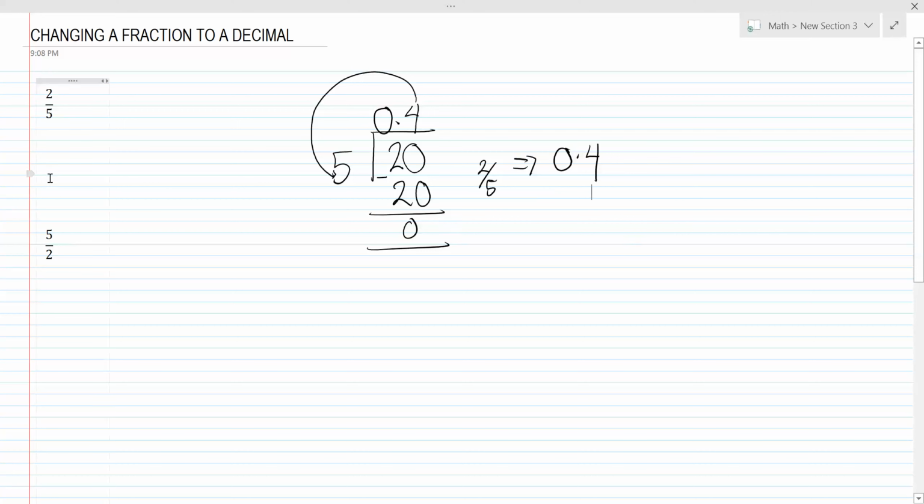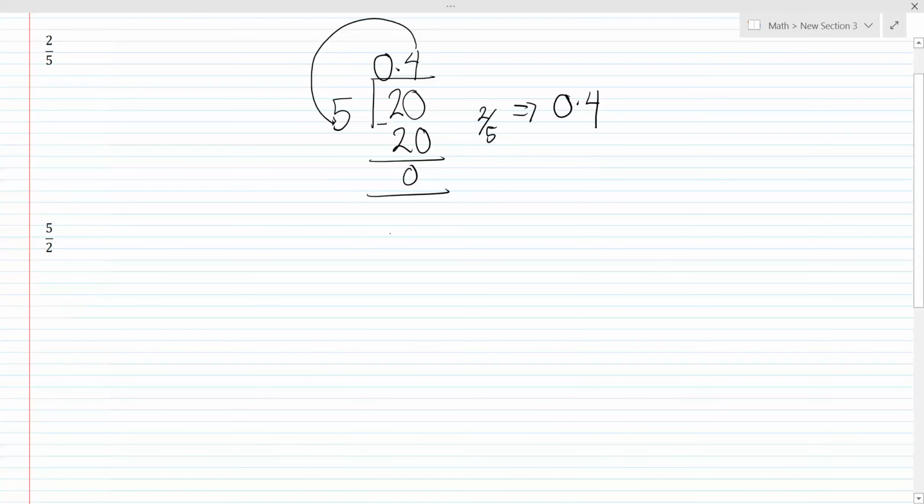Now, how about 5 over 2? We flipped it, we turned it upside down. What about when the numerator is actually the bigger one here? So we have 5 over 2. Now, what is 5 divided by 2? Okay, it's 2 in 5. So that would be 2 point. It's going to be 2 with a remainder of 1.